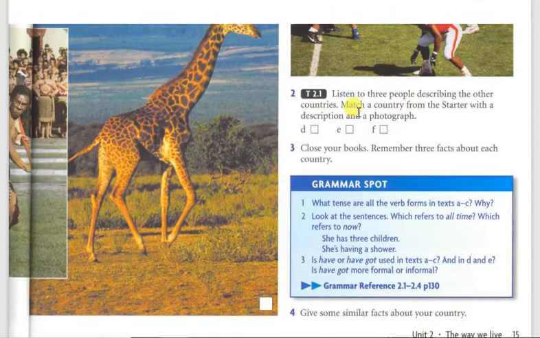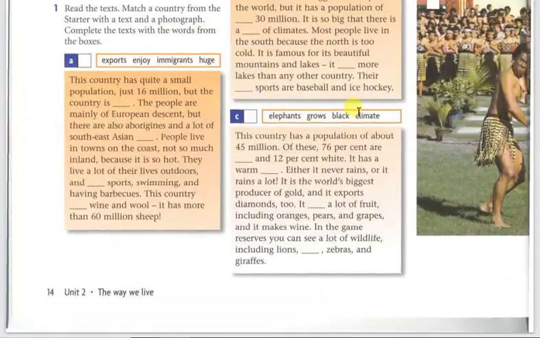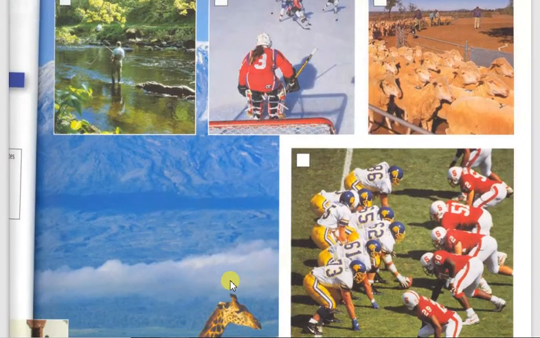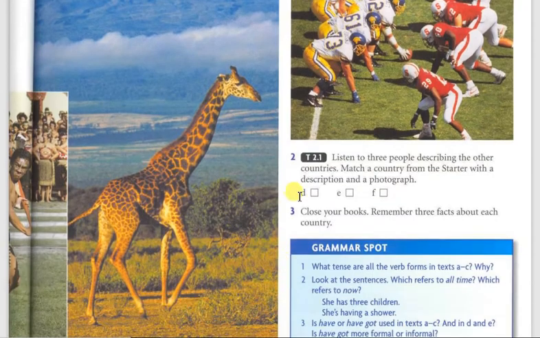Okay, so what did we do? Here at the beginning we have reading: we read the description, then match it with the flag and the picture. Here you listen: you have to listen to the description about a specific country. Then when you hear the description, match it with the remaining pictures. So you will have 6 pictures with 6 countries and you have 6 flags. You have to match them all. Okay?